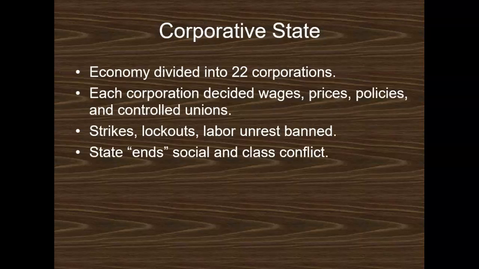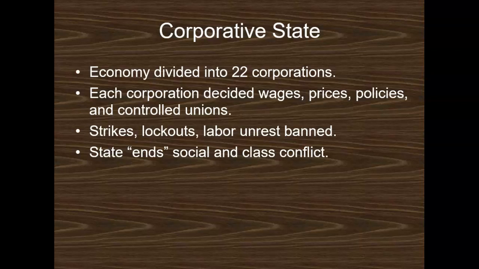A little bit more information about the economy in Italy. It is a corporative state where the economy was divided into 22 different parts or corporations, and each one of those corporations or each one of those parts decided the wages and the prices and the policies of that particular part of the economy. They, of course, also controlled the unions. Organized labor was really under the control of the corporation, rather than as an independent force that might be able to stand up against the fascist state. And so things like strikes and lockouts and labor unrest were all banned.